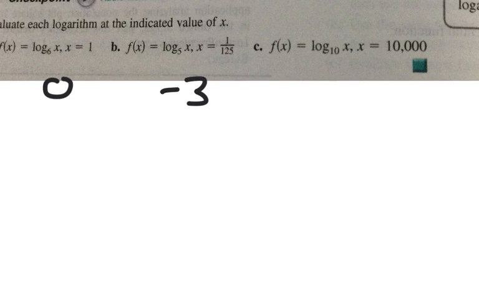And C part. 10 raised to what power is 10,000? 10, 3. Okay, so let's think about it. 10 to the first power is here, right? This is 10 to the first power. So I need to move the decimal 1, 2, 3 times. So that means this is 10 to the second, 10 to the third, 10 to the fourth. So 10 raised to what power is 10,000? That should be 4.